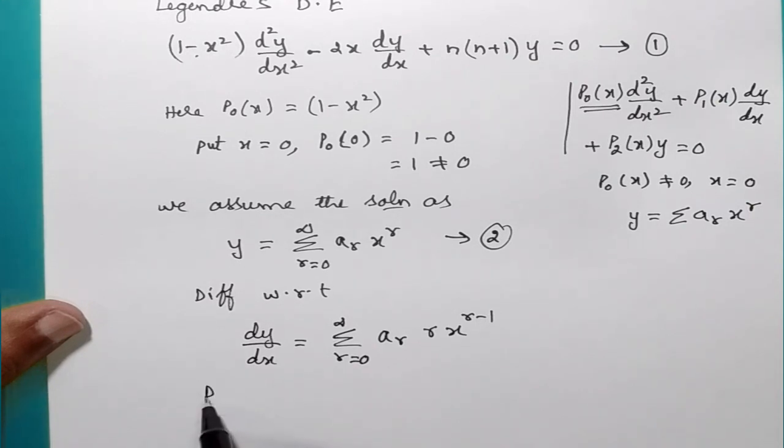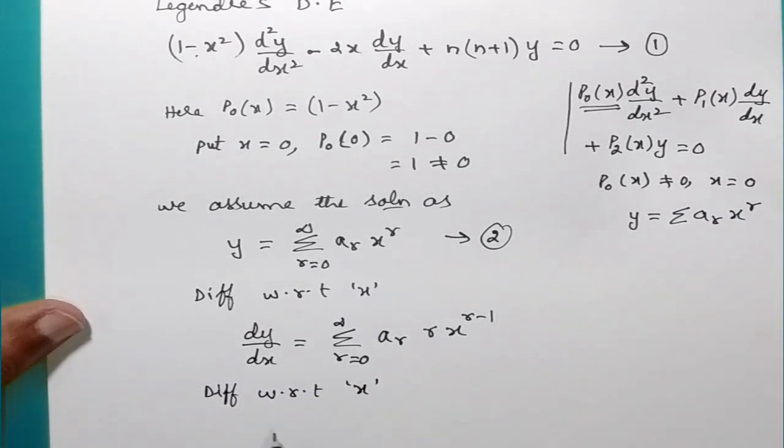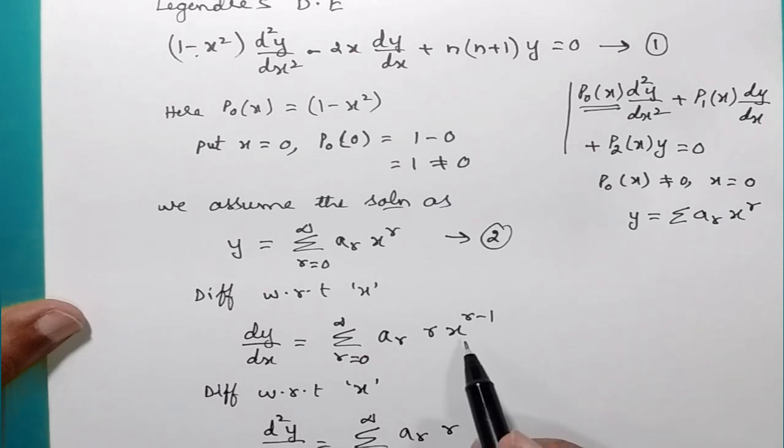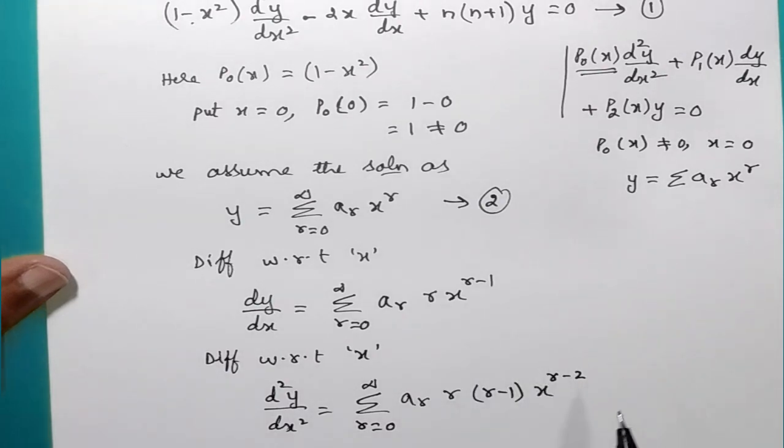So then once again differentiate this with respect to x. So we will be getting d square y by dx square is equals to summation of r is equals to 0 to infinity ar r into, now differentiation of x power of r minus 1 will be r minus 1 into x power of r minus 2, using the basic derivative of x power of n as n into x power of n minus 1. That is what I am doing over here. X power of r minus 1 will be r minus 1 into x power of r minus 2.